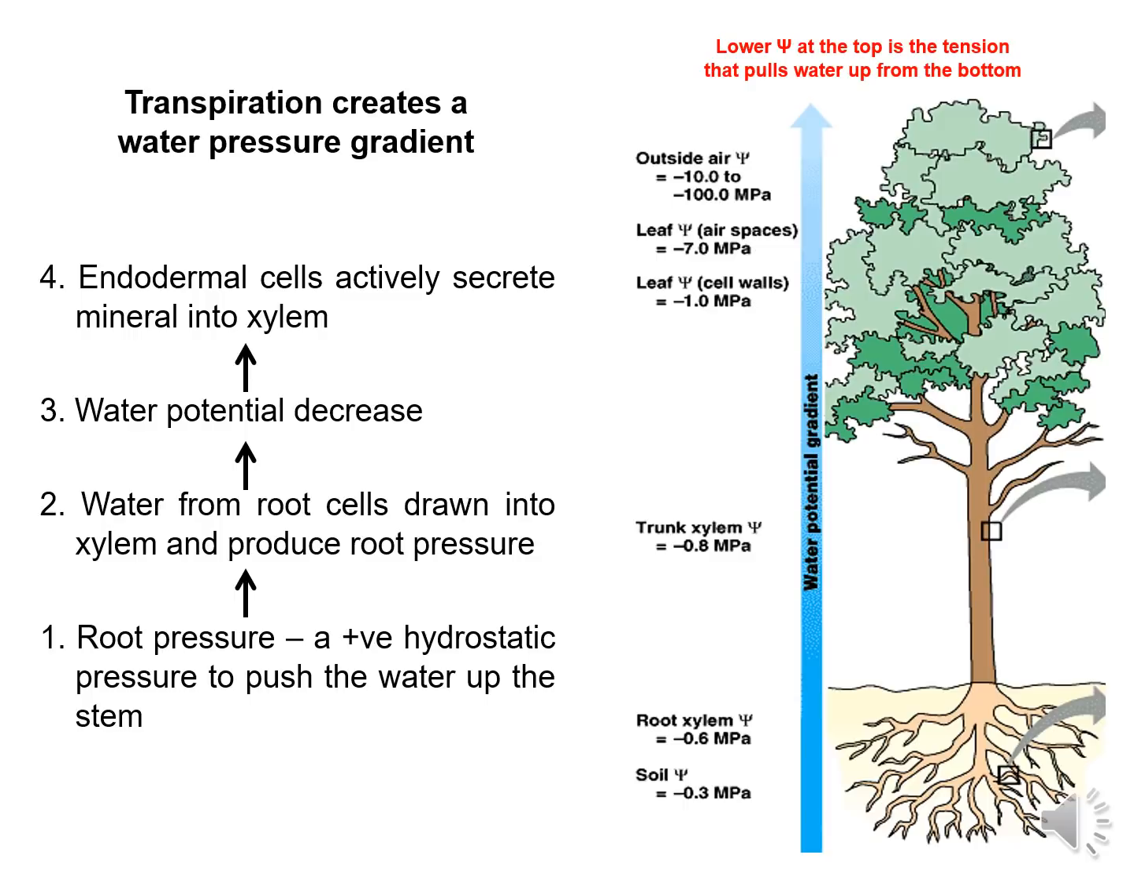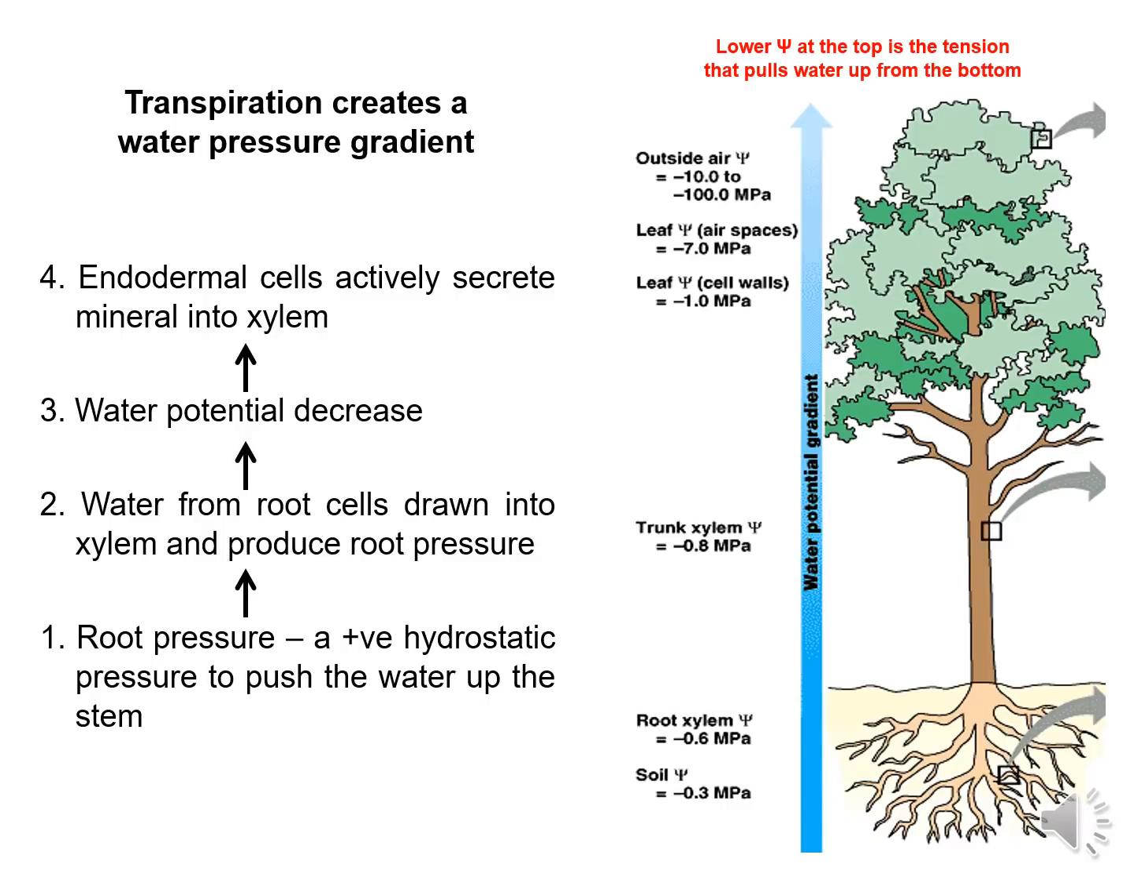From the previous slide, I have shared with you the theory of transpiration. We have known how the cohesion and adhesion tension form the capillarity reaction which moves the water through the xylem vessel. And this theory of transpiration actually creates a water pressure gradient. The transpiration itself creates a water pressure gradient.